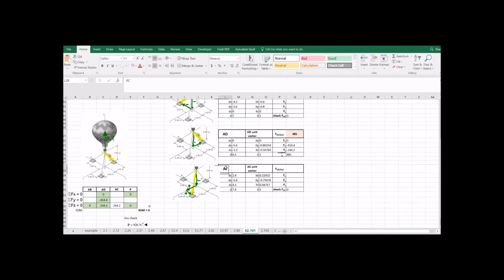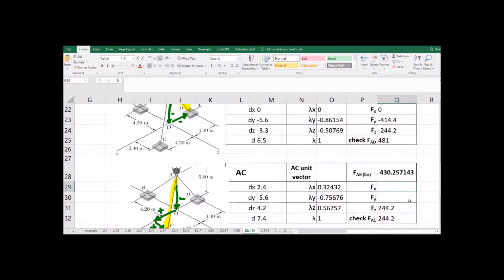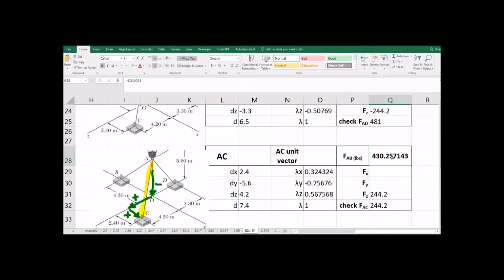Once we have a piece of AC, we can copy and paste that over into our AC table. And when you know one piece, you know all of it. So the z component equals the unit vector times the force, or the force is the z component divided by the unit vector. Once you have the force, you can then get the x and the y components just like we did before. And now we have everything about cable AC in there.